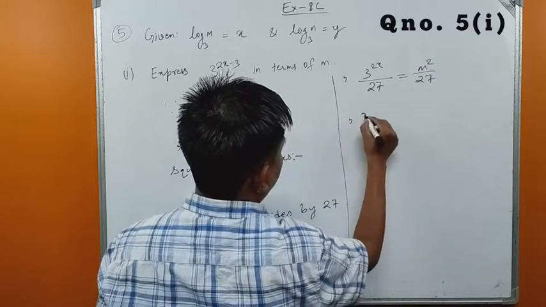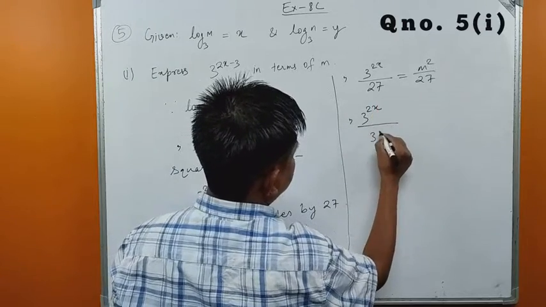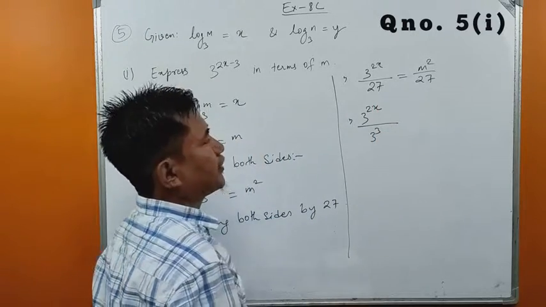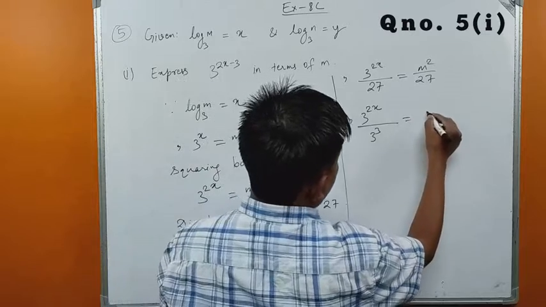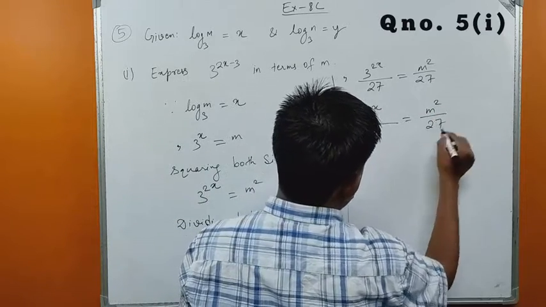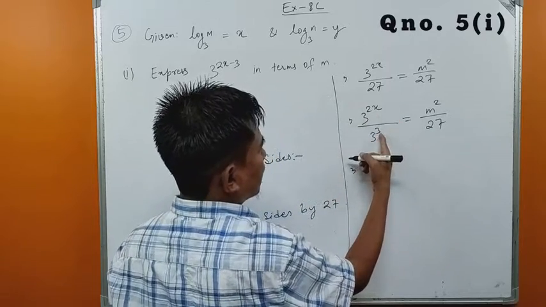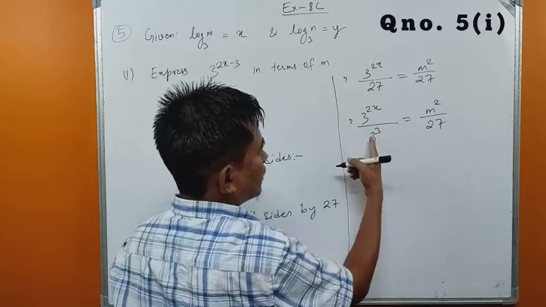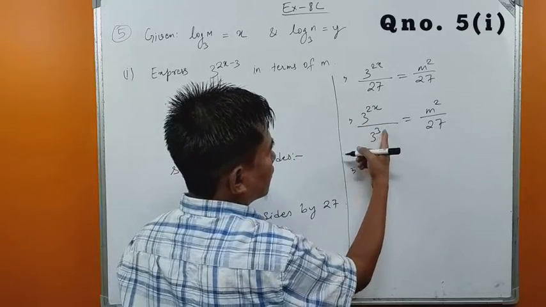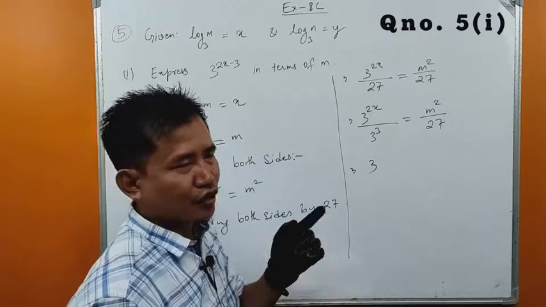Now 3 to the power 2x upon 27, where 27 means 3 cubed, 3 3s are 9, 9 3s are 27, isn't it? Equals m squared upon 27, we write as it is. Okay, now we bring this 3 to the numerator, the sign of the power changes to -3, so same base means this power subtracts from here, isn't it? So we have learned this in laws of indices.